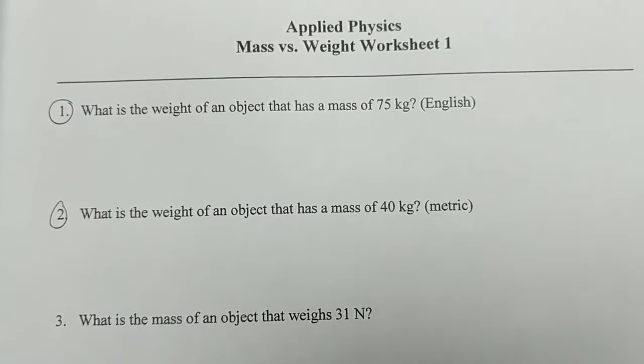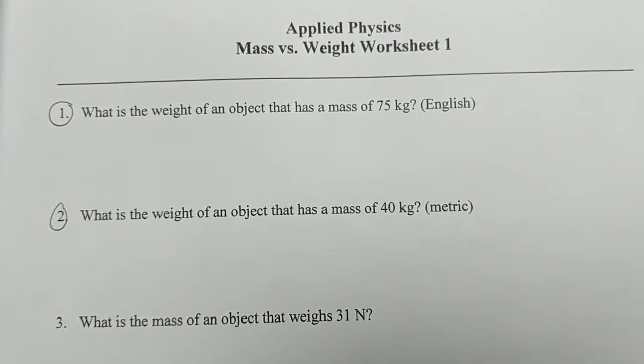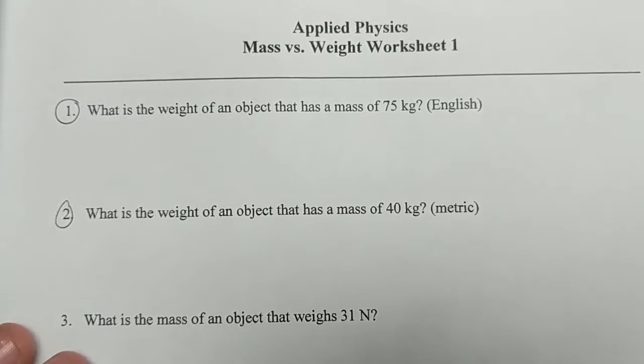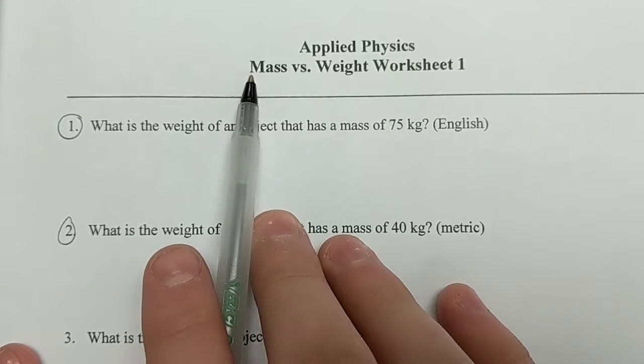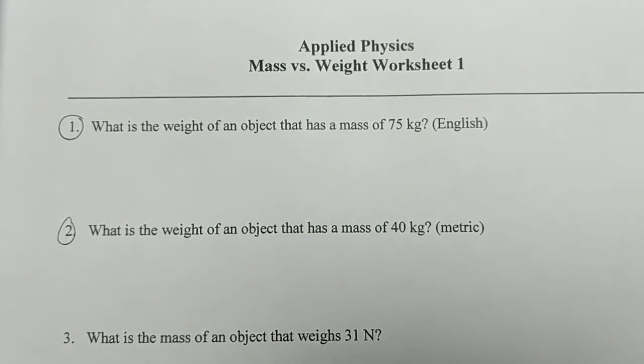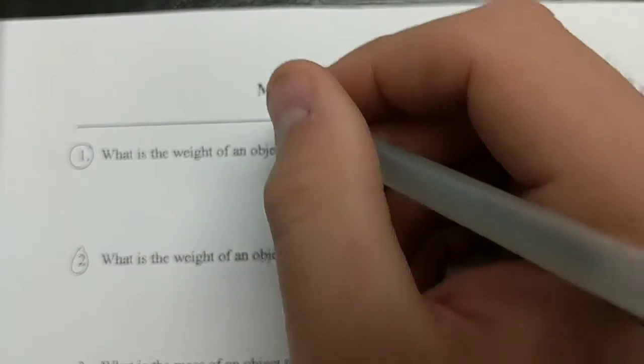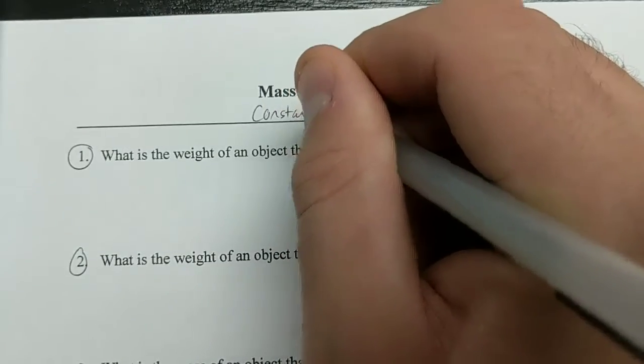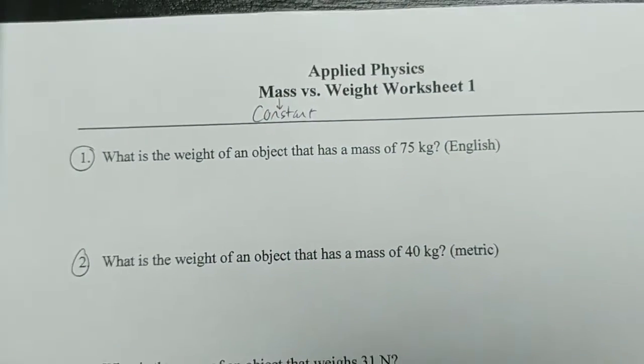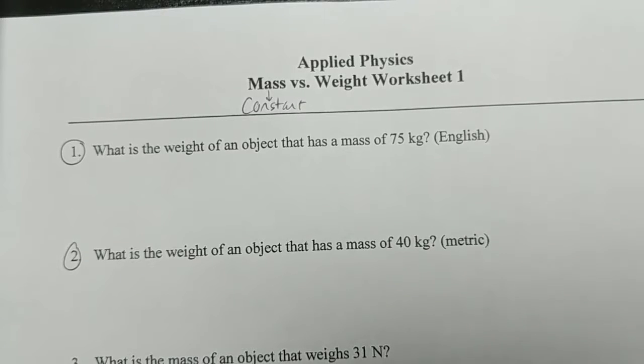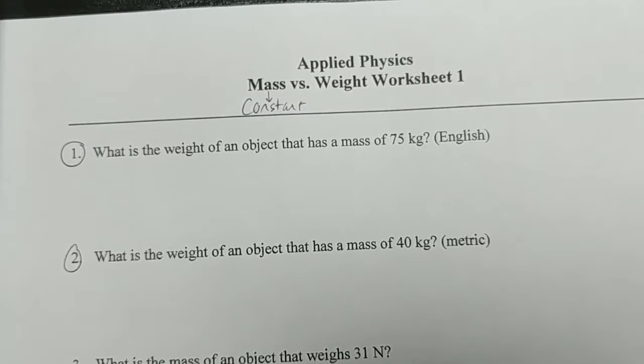In this video, we're going to talk about weight and mass and how they're directly related and how they're different. Mass is the amount of matter an object is. It is unchanging or constant regardless of location. So if it's 110 kilograms on Earth, then it's 110 kilograms on the Moon or Saturn.